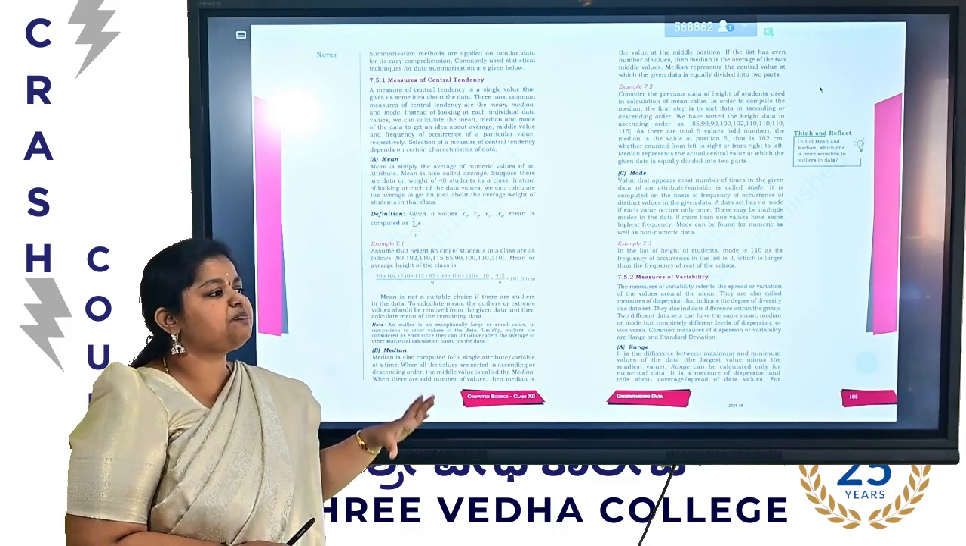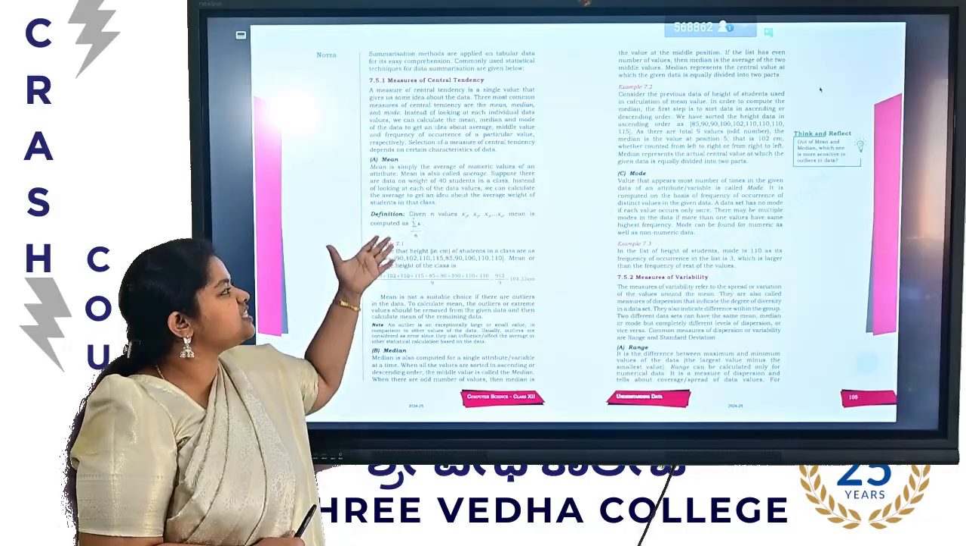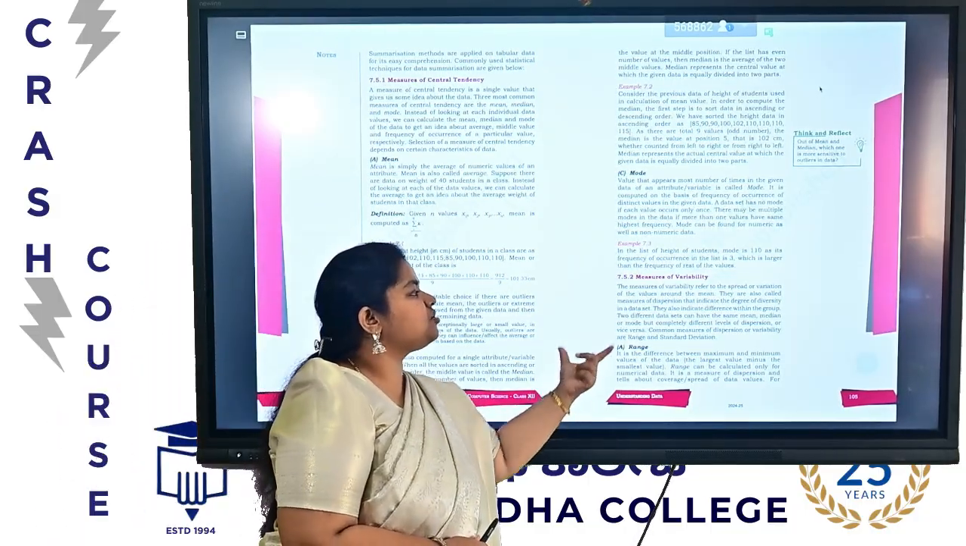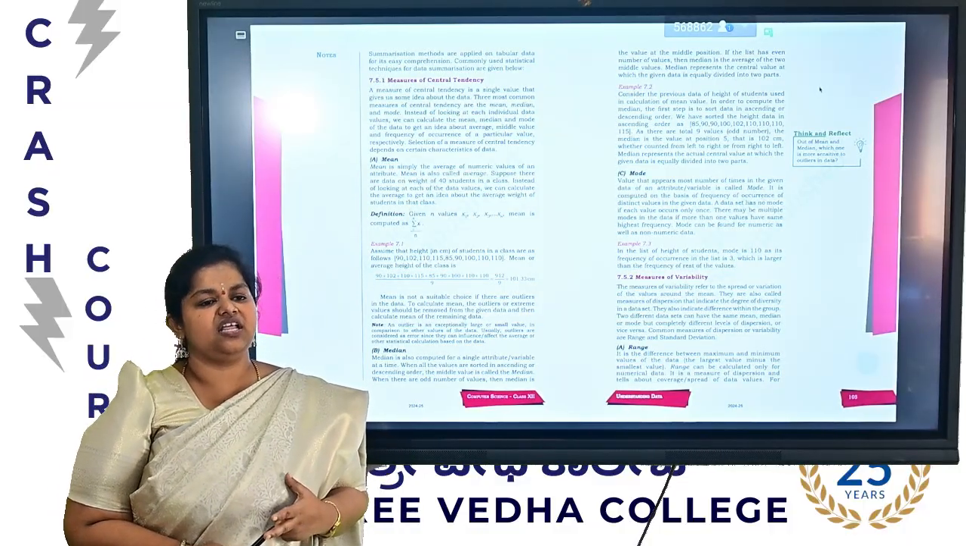They may ask you to explain the different measures of central tendency. You can take your own example and explain the mean, median and mode. Then comes the measures of variability. There you have range and standard deviation.